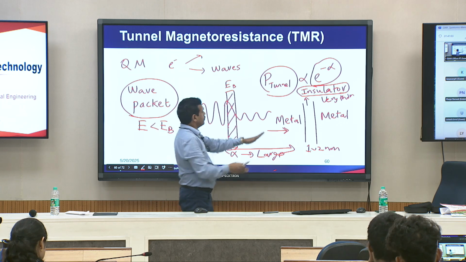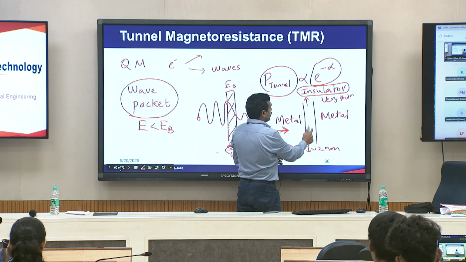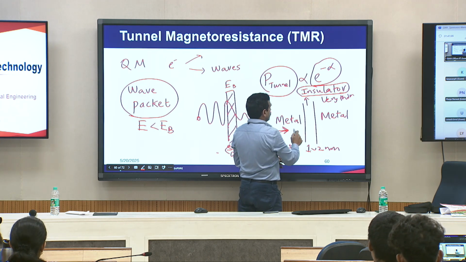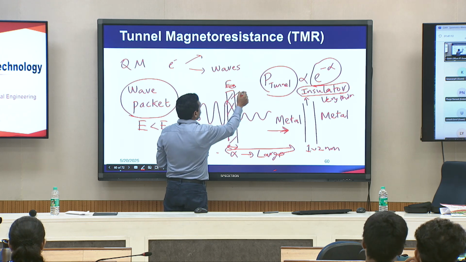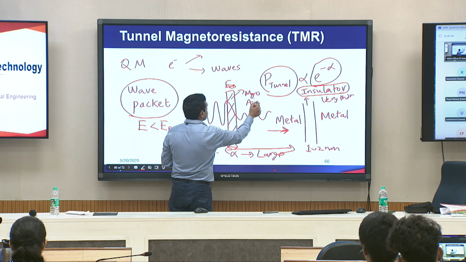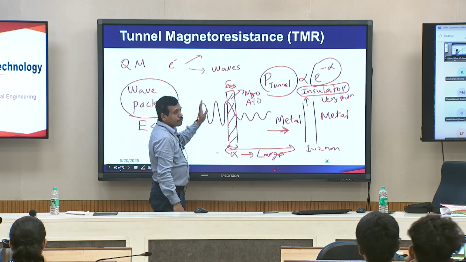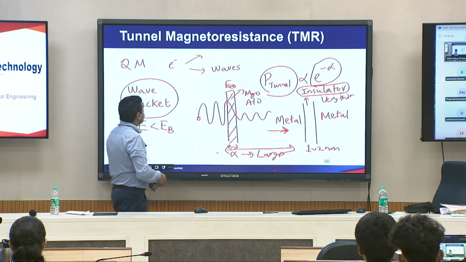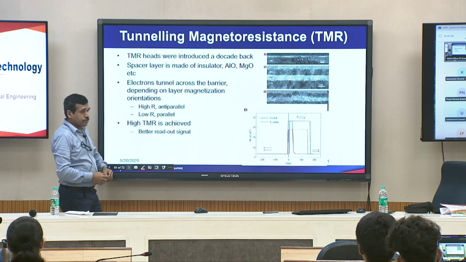So, two metals have no problem in conducting electrons, but when you have thin layers of insulator in between, like this, here we can say this is some insulator like magnesium oxide or aluminum oxide. Electrons can tunnel from one side to the other side. Okay. So, this concept is used in the tunneling magnetoresistance sensor.